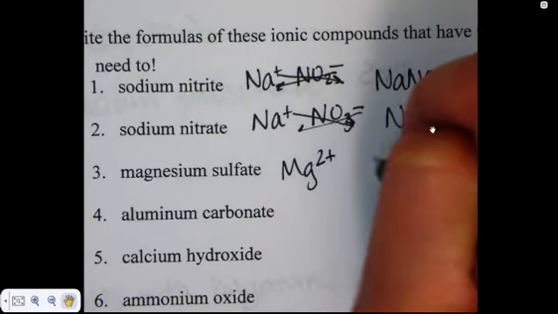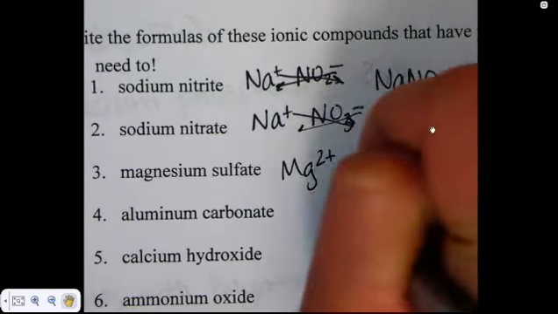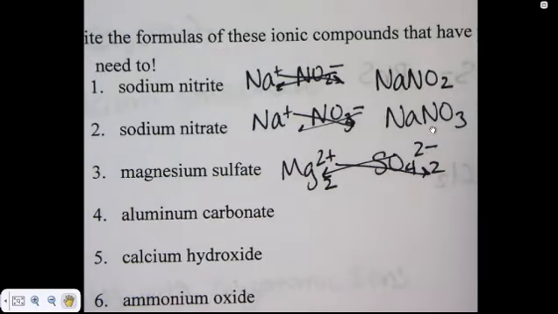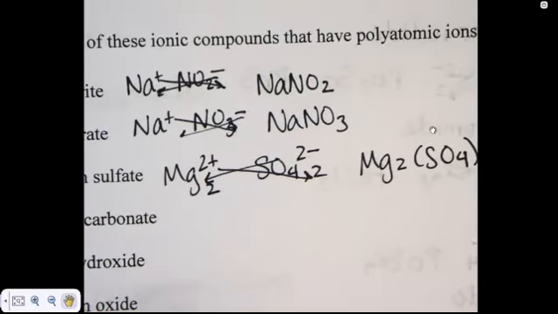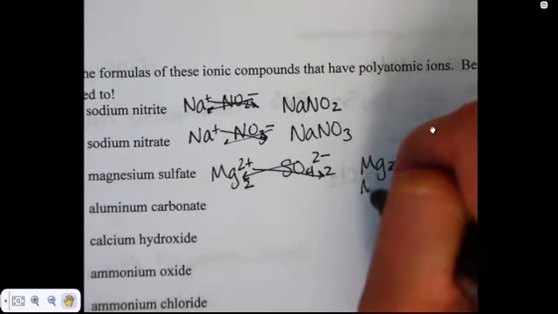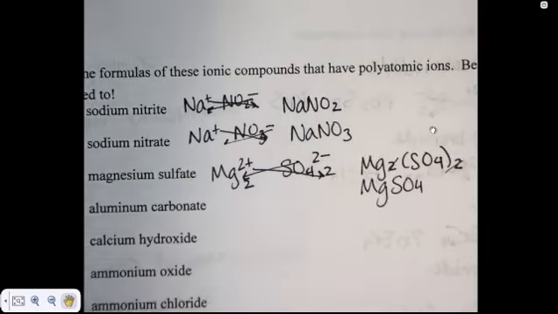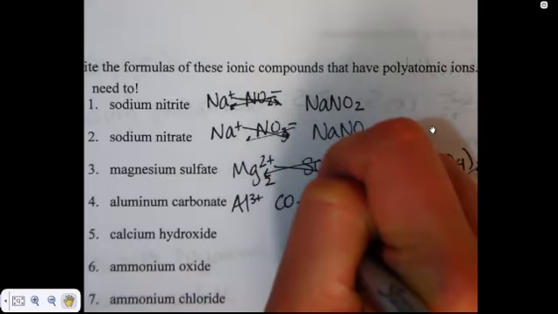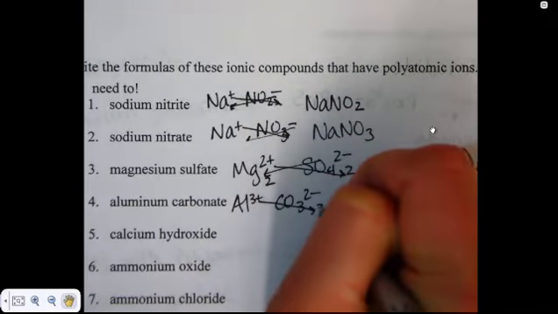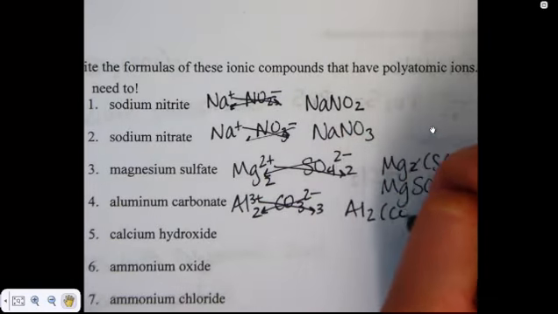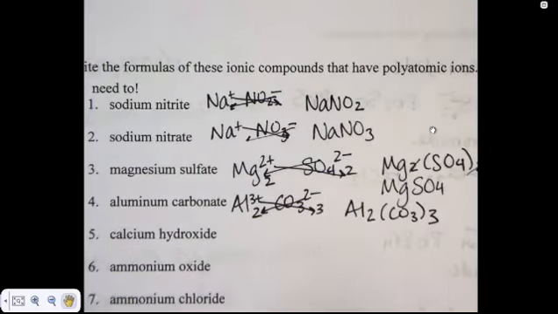Magnesium sulfate, Mg2+. Sulfate is SO4 2-. Cross the charges, and you get Mg2, SO4 2. Oh, the 2's. Oh, zoomed in too far. The 2's are going to cancel out, so we get MgSO4. Aluminum carbonate, Al3+. CO3 2-. Cross the charges. We get Al2 (CO3)3.